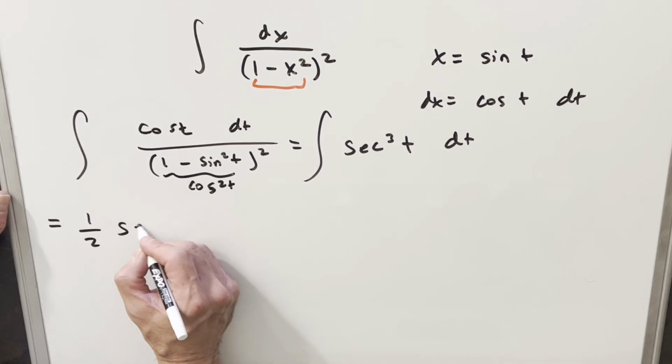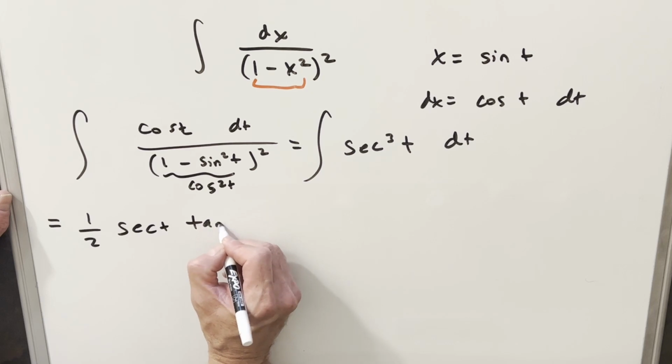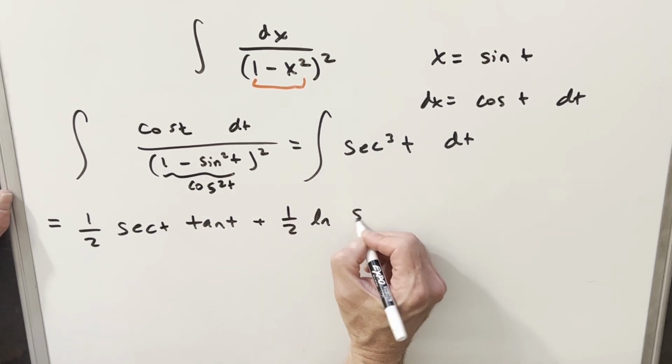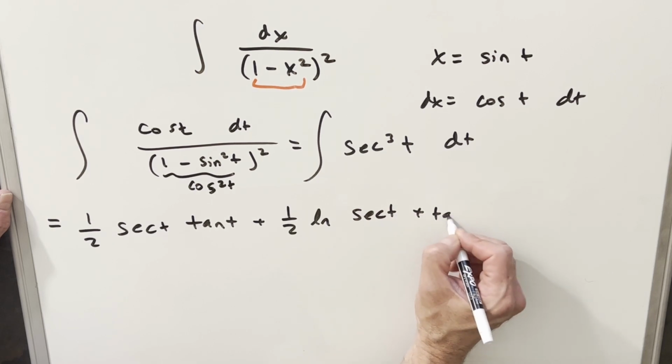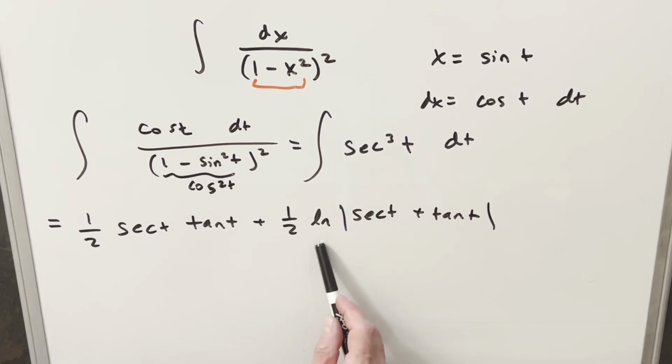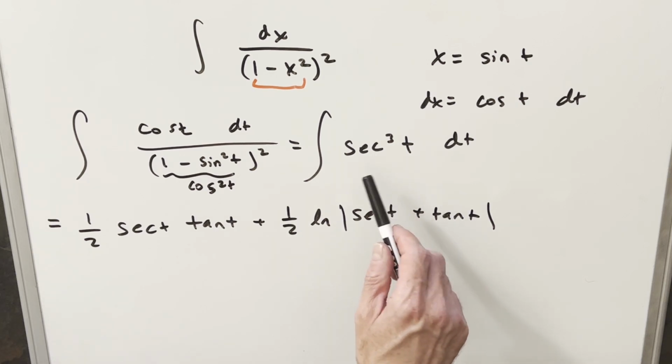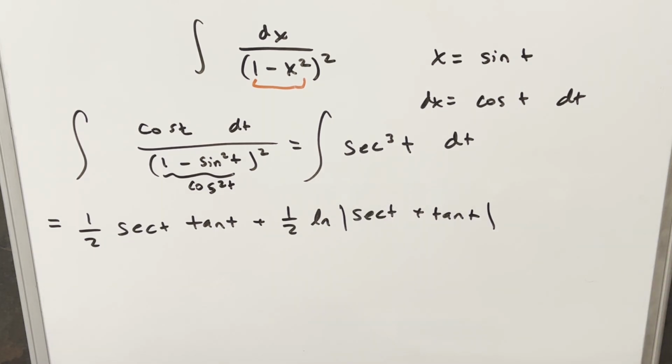So this is going to be half secant t tan t plus 1/2 natural log absolute value secant t plus tan t. And you can get this pretty easily by doing integration by parts on secant cubed and splitting this function into secant t times secant squared t. Okay, so now at this point, all we're going to need to do is back substitute to finish it off.